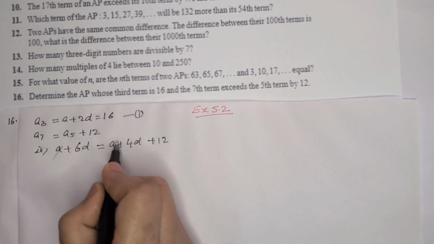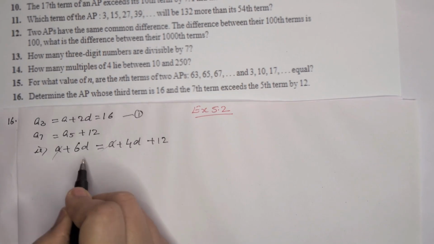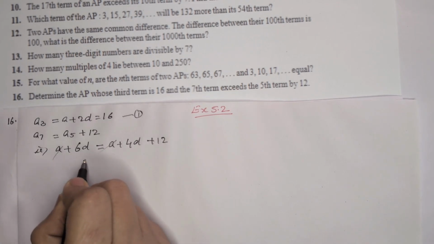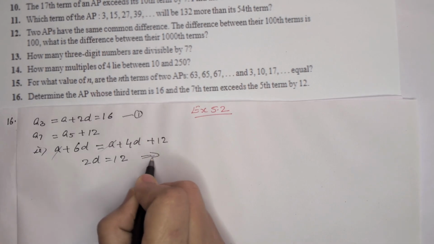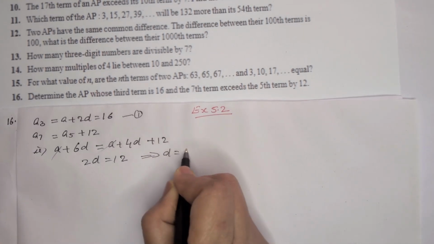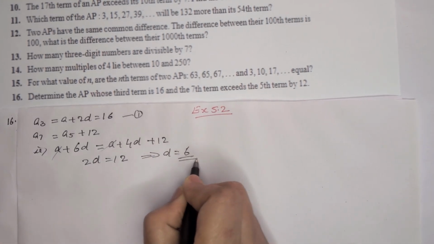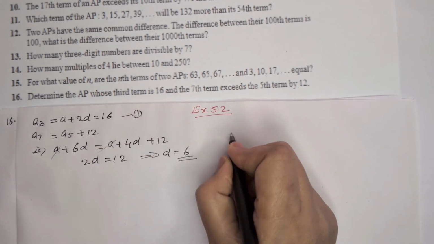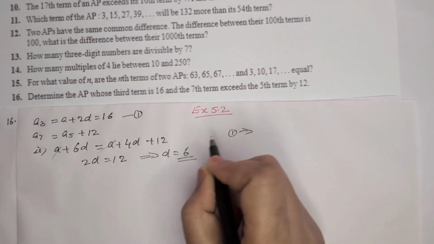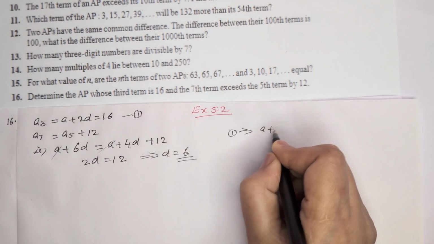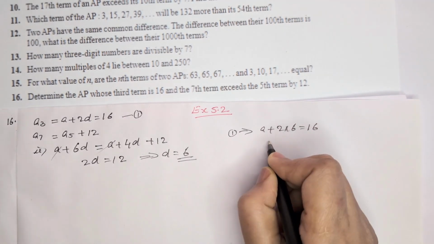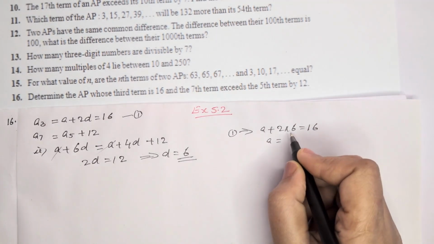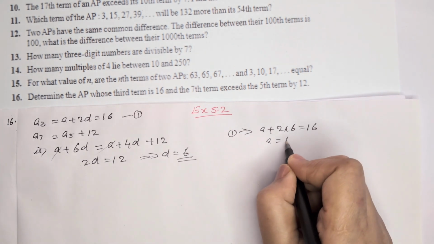Move the terms here. a and a cancel. 6d minus 4d, that means 2d is equal to 12, which implies d is equal to 12 by 2, 6. Put that value in 1. Equation 1 gives a plus 2 into 6 is equal to 16. That means a is equal to 16 minus 12, 4.